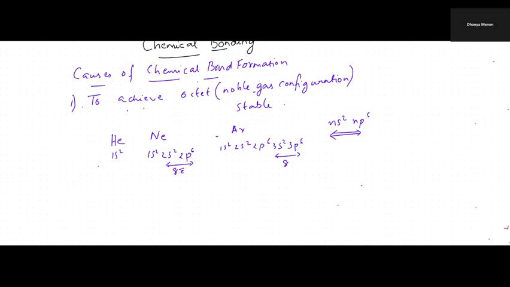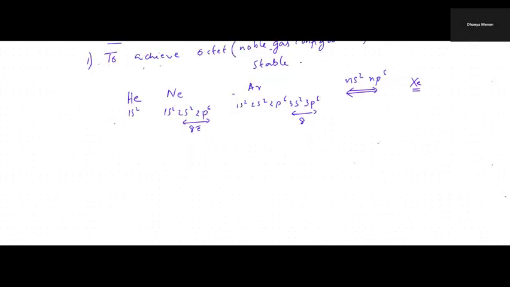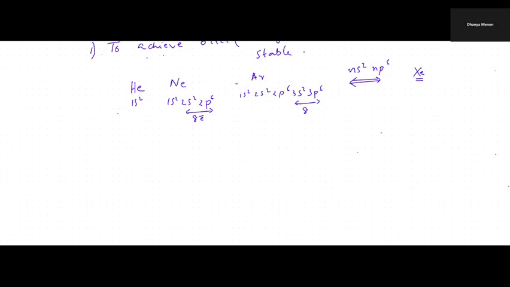This is a traditional reason, but we have found out some elements of xenon. Xenon is a noble gas, but it combines with oxygen to form oxide, and some other compounds have been discovered for noble gases. So this is the traditional reason.